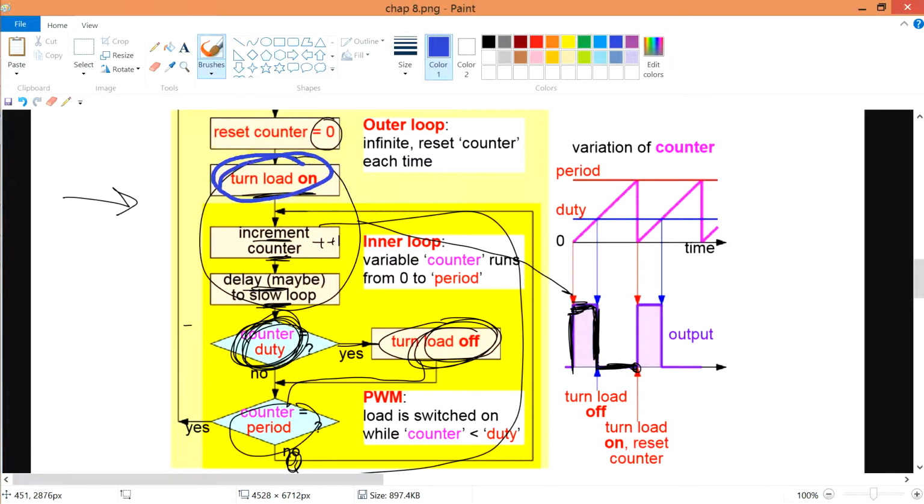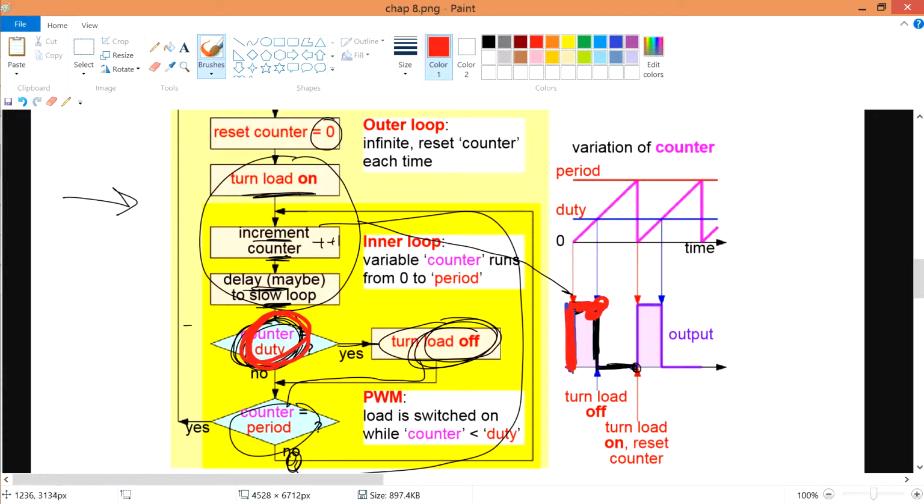You turn the load on over here. You turn it on. Okay, you turn it on. Maybe I should use the red color. You turn it on over here. Okay, and then you increment the counter plus one. You delay up to this particular point. Alright, it's your counter duty.